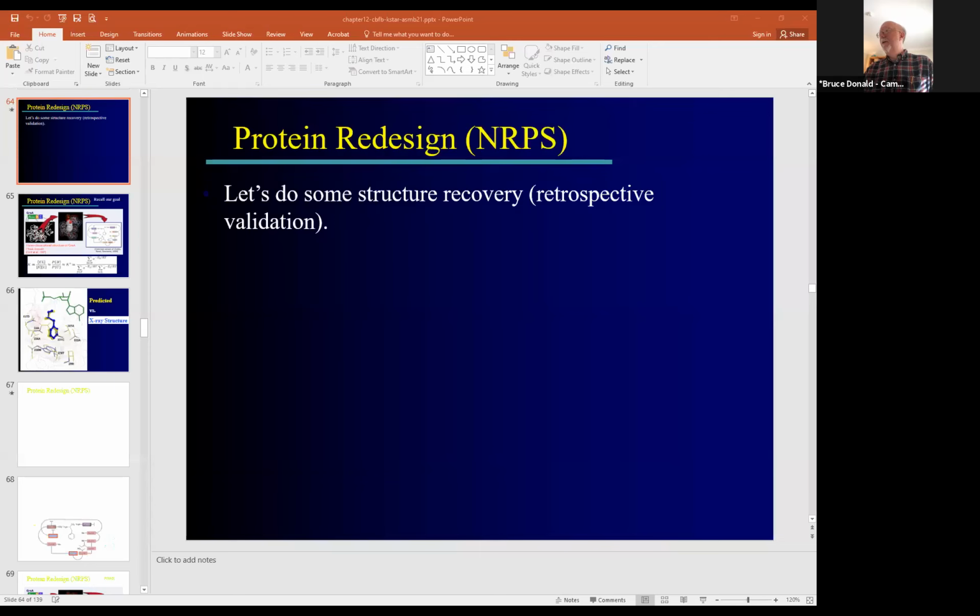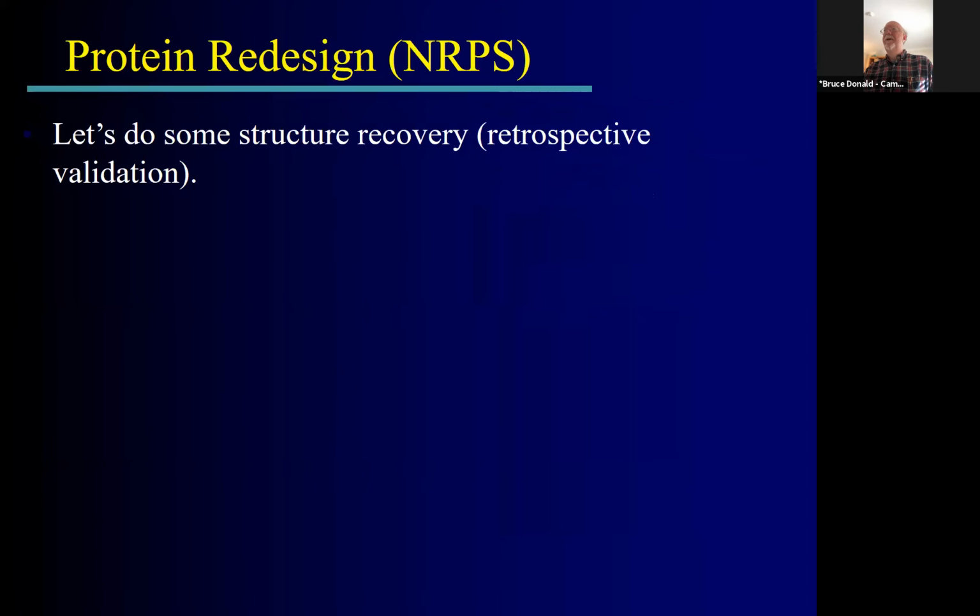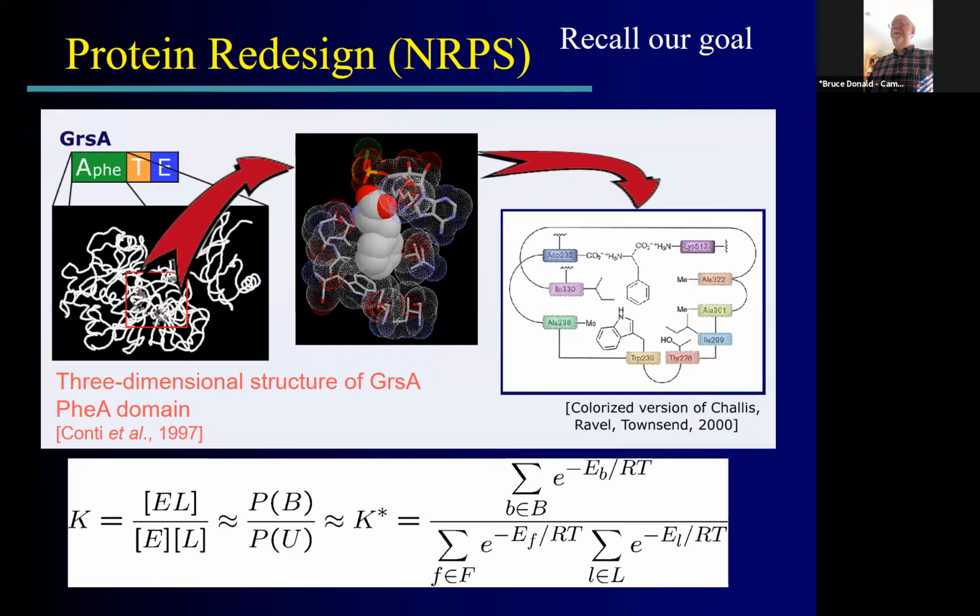I think you get a little bit of a feel for this. Go back to the NRPS example here. All right, so what can we do to see that this is reasonable? One thing people often do here is what's called structure recovery, which is retrospective. Our goal is to redesign this, but we can say, what if we try to redesign it just to get the native structure back?